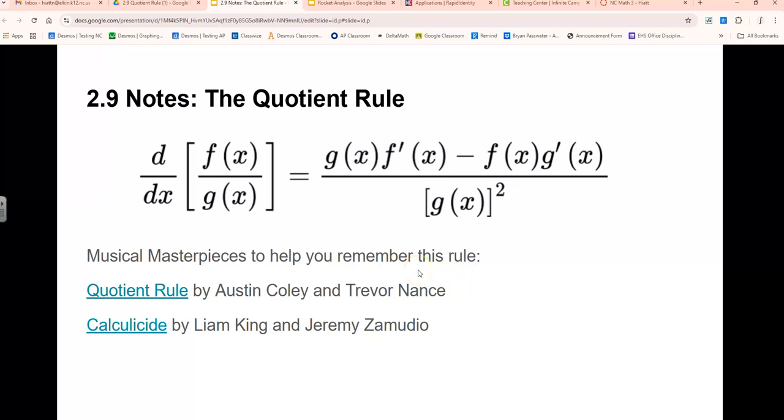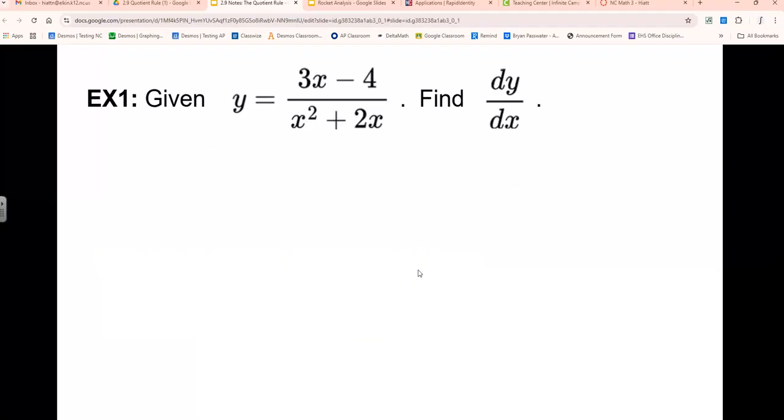Is going to be the algebra after it. Taking the quotient rule is not so terrible. Simplifying it to get it to be what they're going to probably have it look like is more difficult.